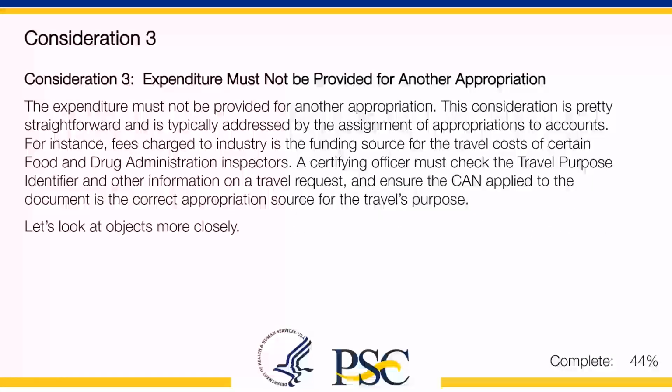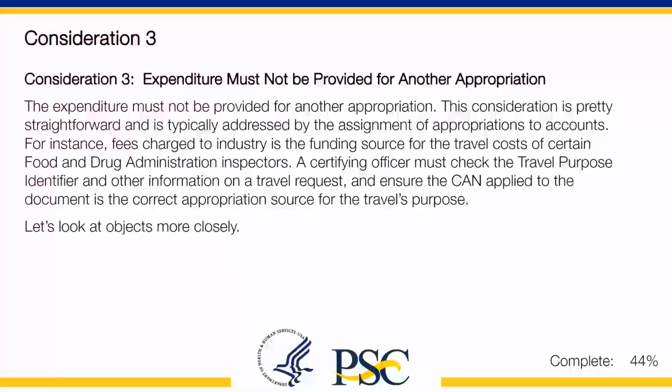Consideration 3. Expenditure must not be provided for another appropriation. The expenditure must not be provided for another appropriation. This consideration is pretty straightforward, and is typically addressed by the assignment of appropriations to accounts. For instance, fees charged to industry as the funding source for the travel costs of certain Food and Drug Administration inspectors. A certifying officer must check the travel purpose identifier and other information on a travel request, and ensure that the appropriation source applied to the document is the correct one for the travel's purpose.